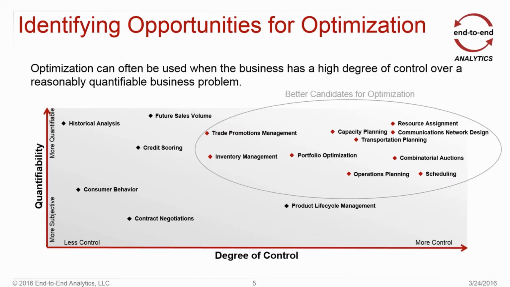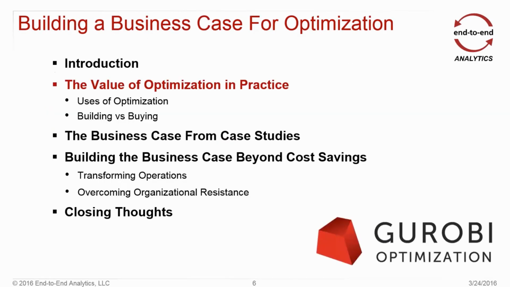So, as a rule of thumb, if a problem has a high degree of control and it's reasonably quantifiable, it's generally a good candidate for optimization. So now that we've talked a little bit about what a model is and where optimization can be used, we're going to talk a little bit about the value of optimization practice and the value that this approach brings versus other approaches.